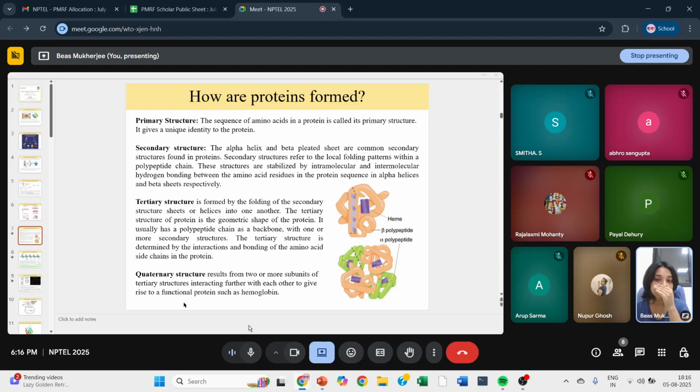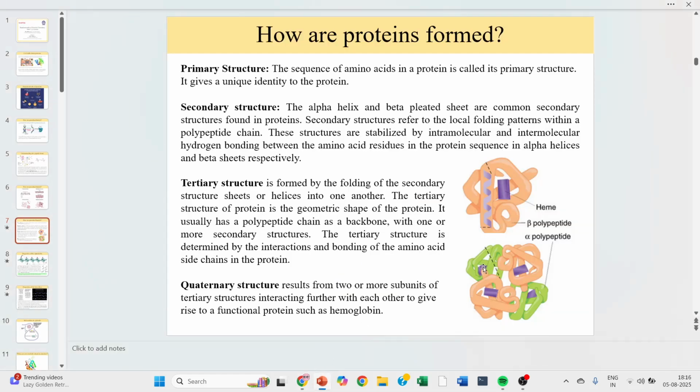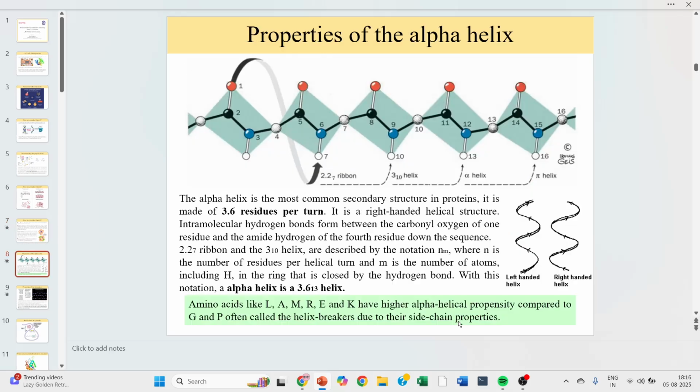Okay, so the quaternary structure, I'm sure you've already understood. I gave you the example of hemoglobin, right? More than one subunit come together to form the quaternary structure.